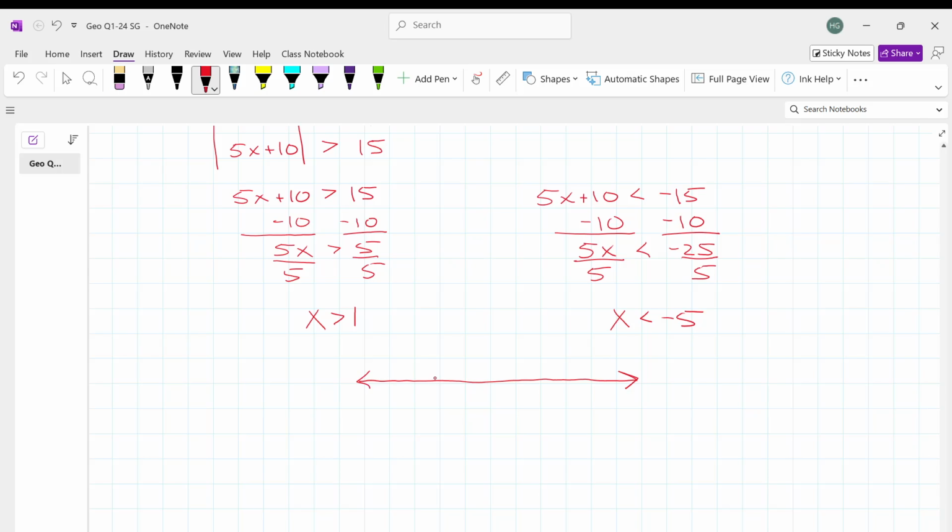When we graph that, we got the negative 5 on the graph, and we got a positive 1. We're greater than 1, so we're open. We're going to the right. And we're less than negative 5, so we're open, and we're going to the left.